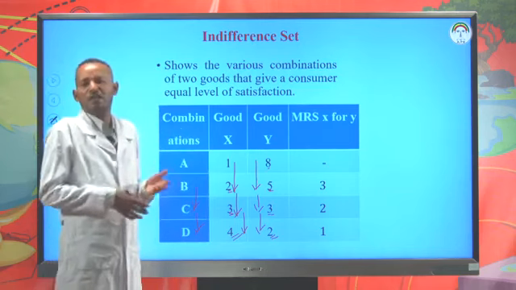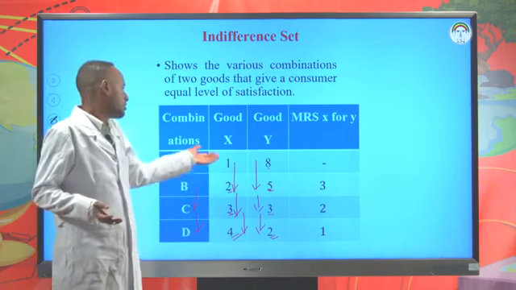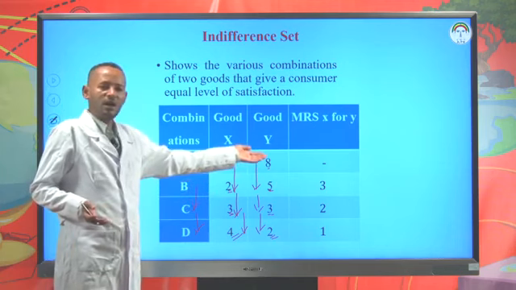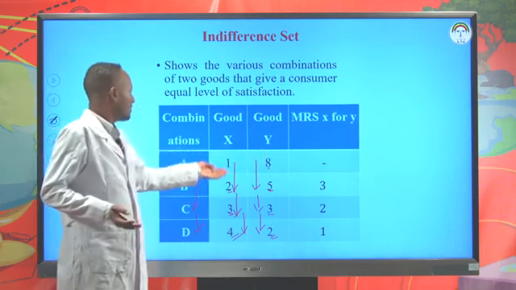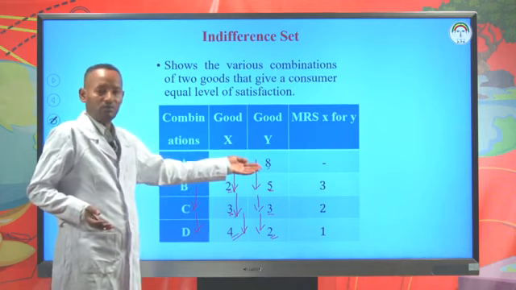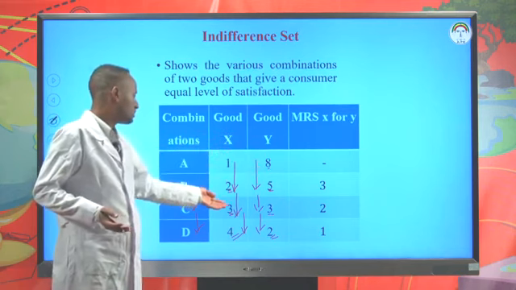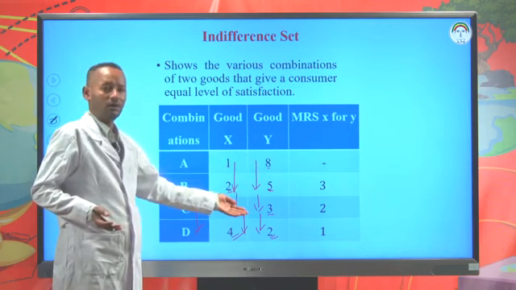In this case, we will be indifferent. Shall I consume 1 orange and 8 banana or 2 orange and 5 banana? No, it's better to consume 3 orange and 3 banana.